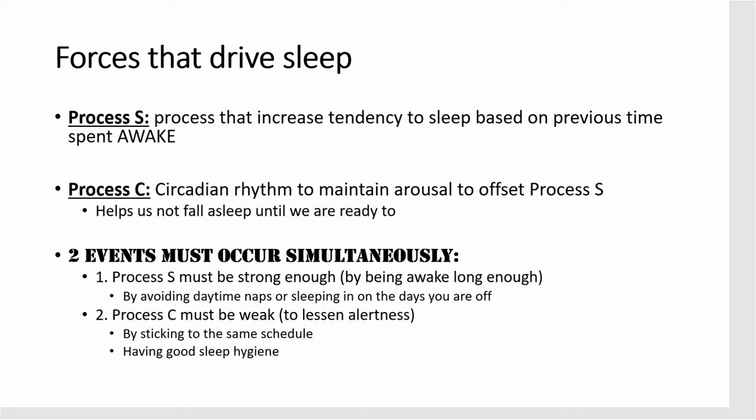So going back, from here on, as you think about your sleep, your goal needs to be to have the strongest process S at the exact moment when your body is least alert. In other words, strongest process S and weakest process C. So you've got the circadian rhythm, and you want to get yourself tired enough at the right time when your body is ready to fall asleep, which would be process C.